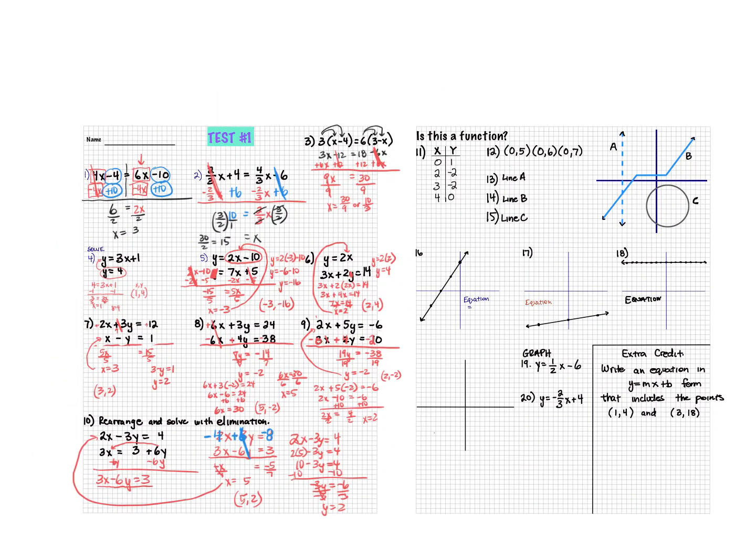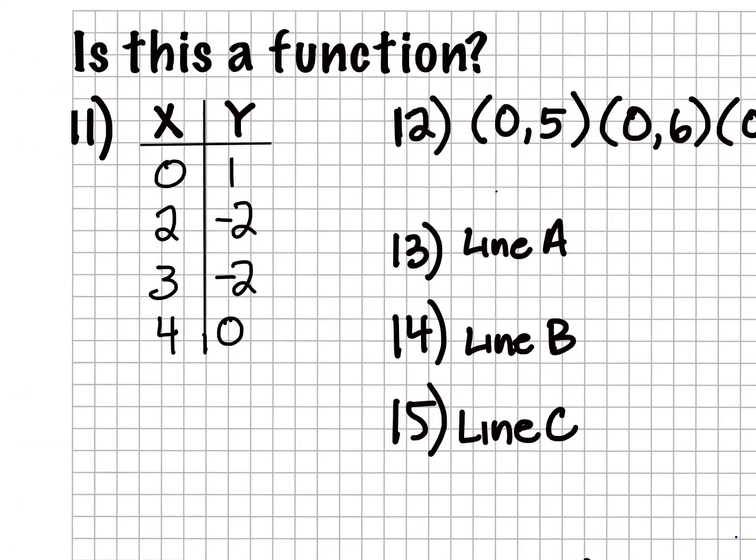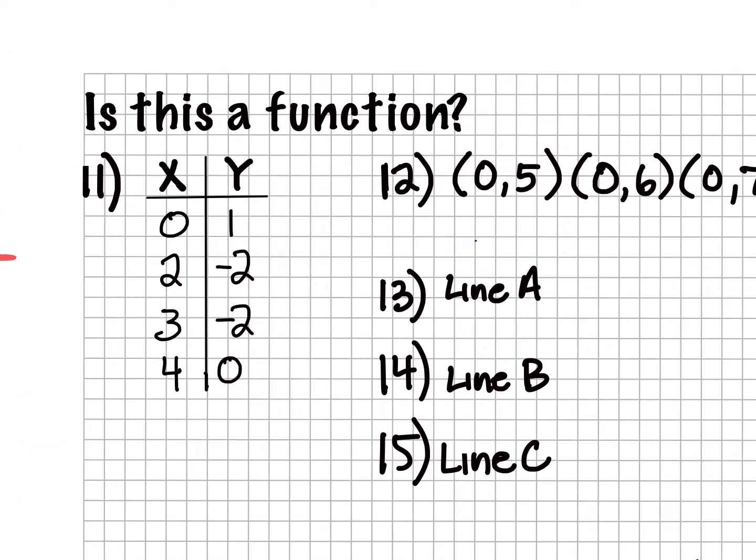That was all the hard stuff. This stuff was kind of, did you know it or you didn't know it. All right, number 11, is this a function? It's a function if it's a good video game rule. This says if I do command 0, I know what I'm getting. If I do command 2, I know what I'm getting. If I choose to do command 3, I know what I'm getting, and if I choose to do command 4, I know what I'm getting.